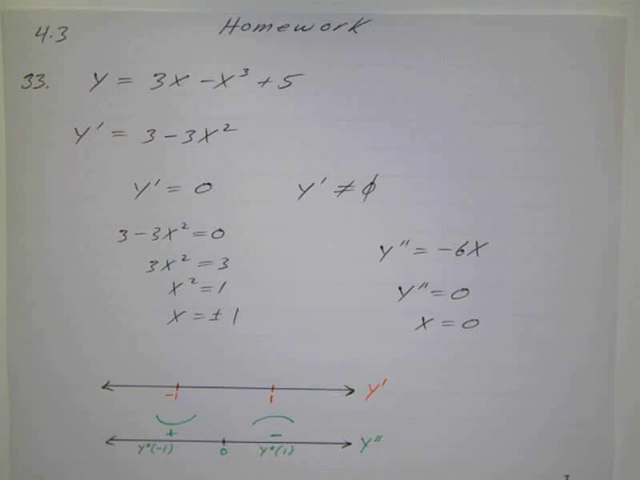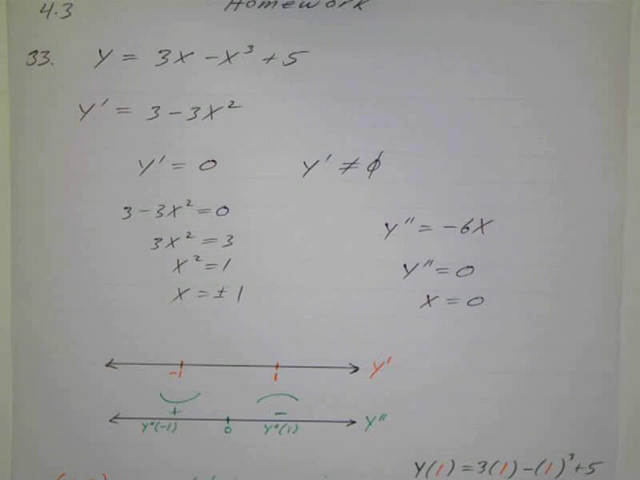Okay, here's 4.3, number 33 from the homework problems. We have a function y equals 3x minus x cubed plus 5, and we want to find the relative extrema using the second derivative test. All right, so we want to verify these using the second derivative test.